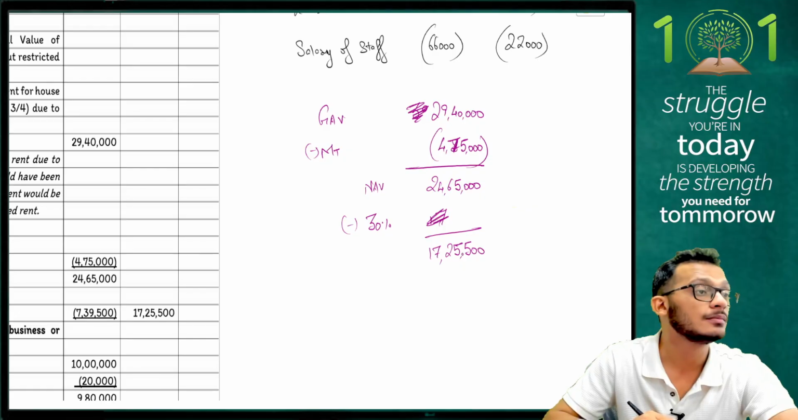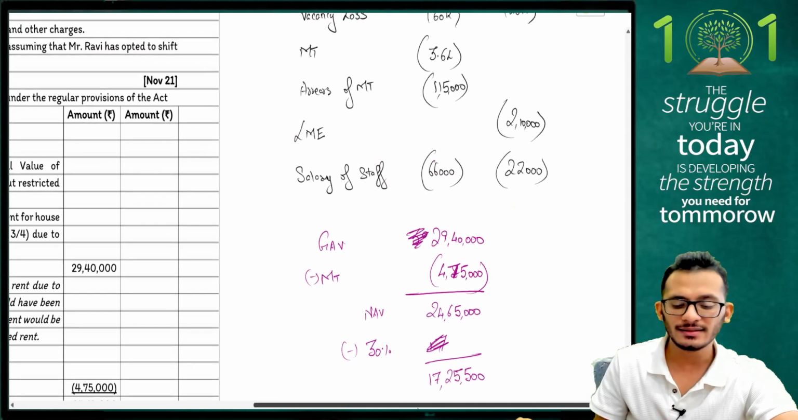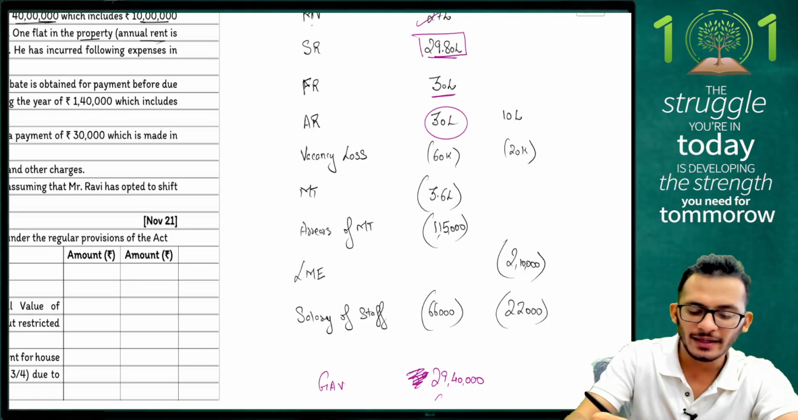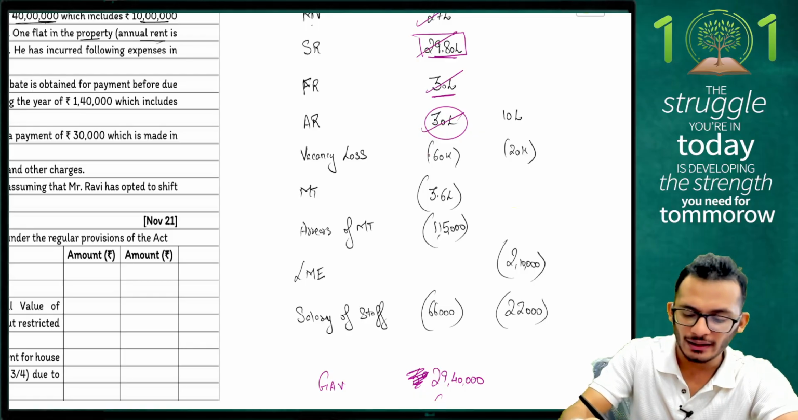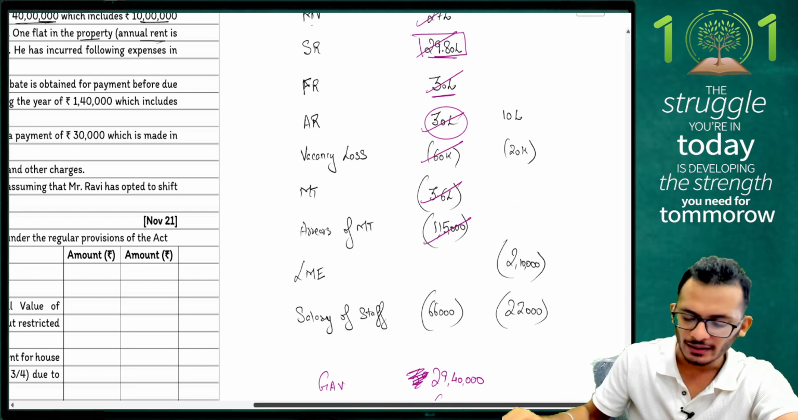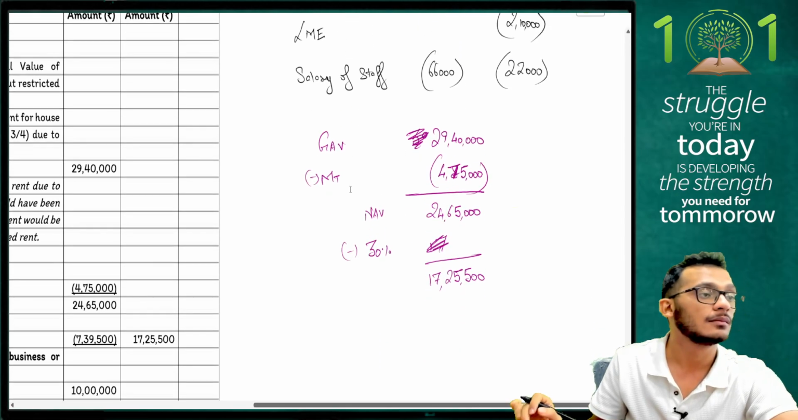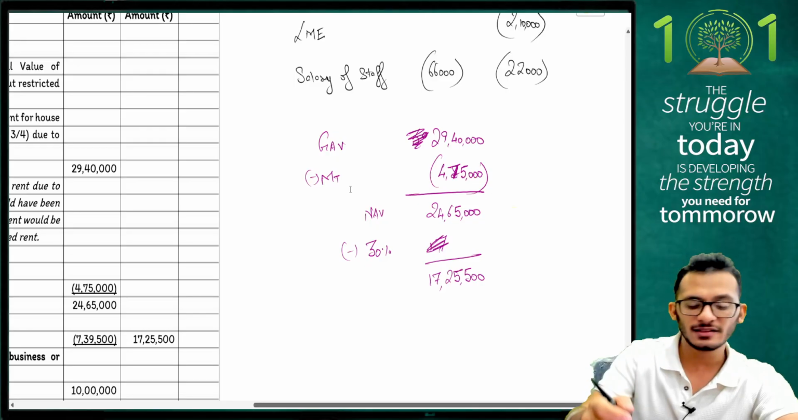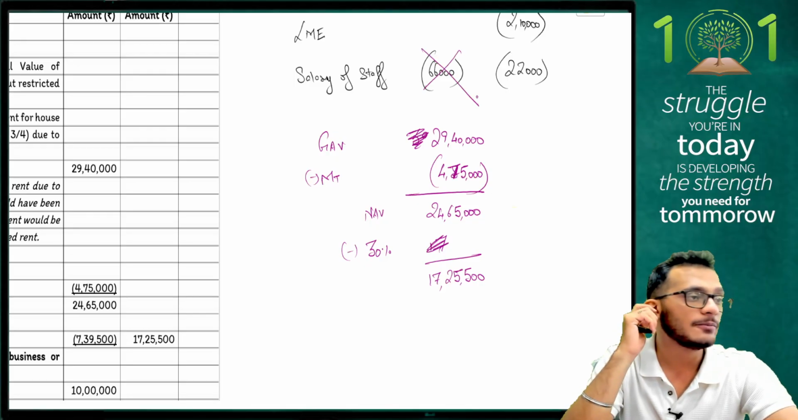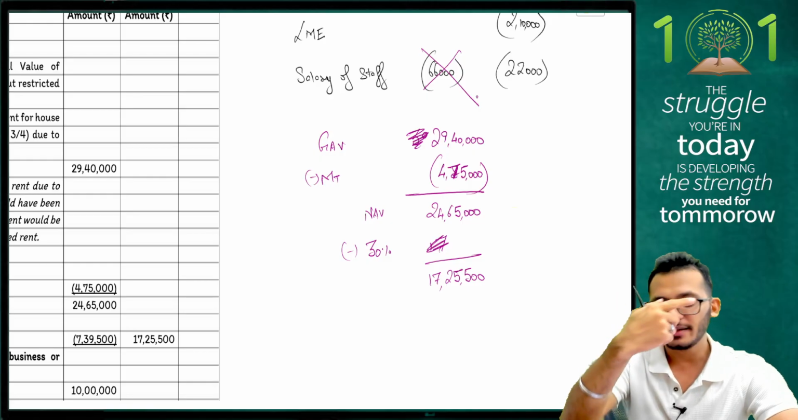17,25,500. Is there any interest on loan? No interest on loan. Now look at these lines carefully, people, and tell me. I have utilized my MV, SR, FR, AR, vacancy loss, arrears of empty. Salary for staff, what do I do? It is already included in the 30%, which means I will ignore it. Yes or no? This is my HP.